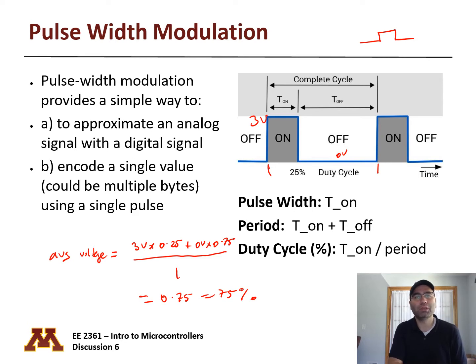Oops, sorry, my bad. Forget about this. So the average voltage is 0.75 volt.